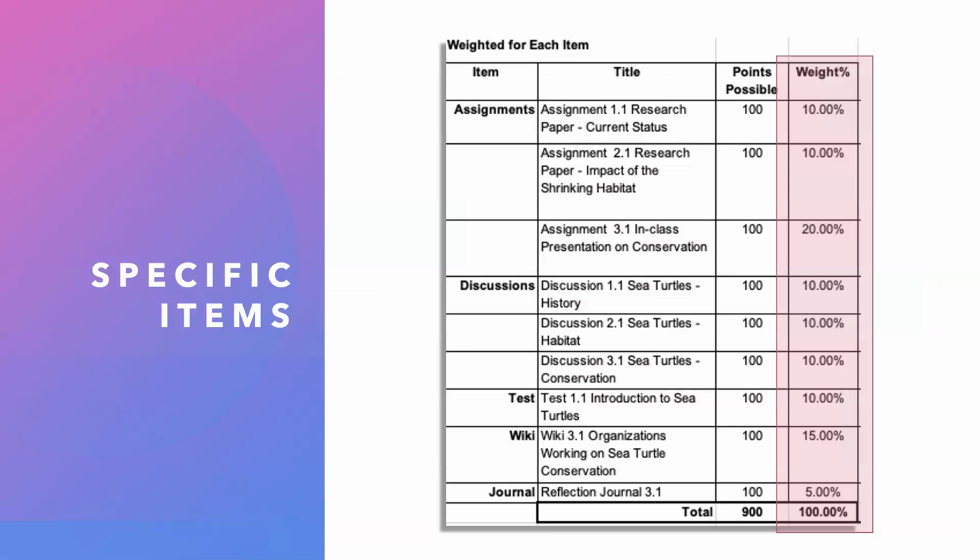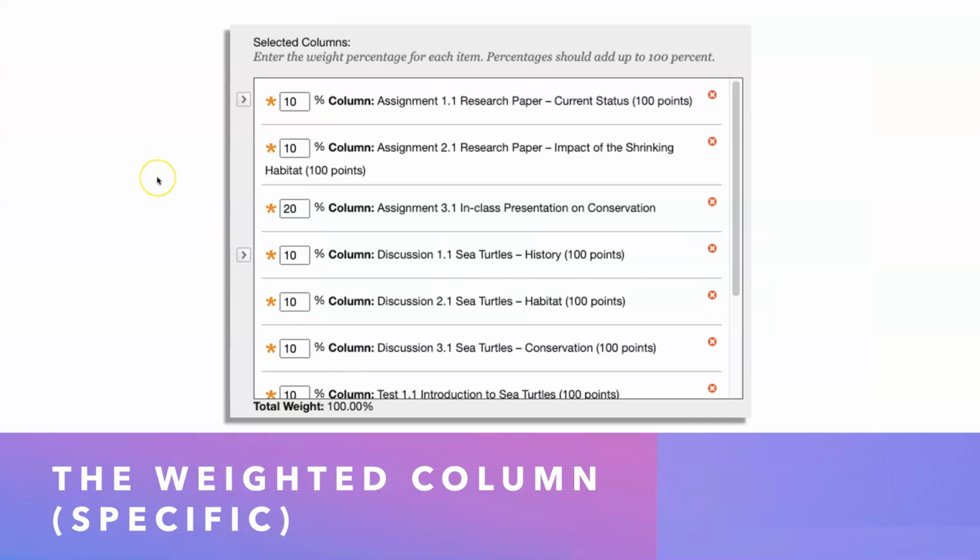If you choose to set up the weightage for each assessment item, you would plan it out by identifying the weight for each item that is included in the calculation of the grade. In Blackboard, you would select the columns or assessments to be included in the weighted grade and then specify the weightages for each item. You want to make sure that the total weight is 100%.